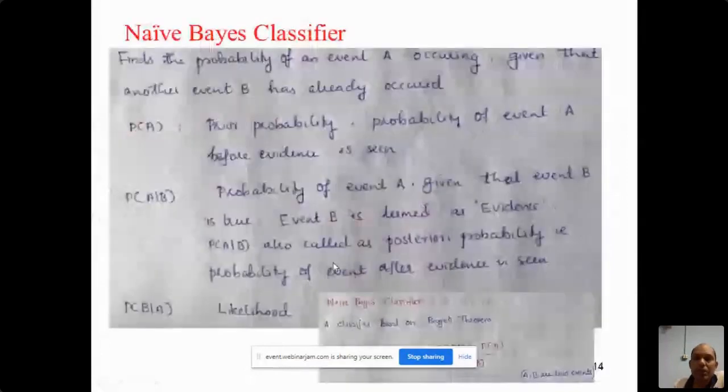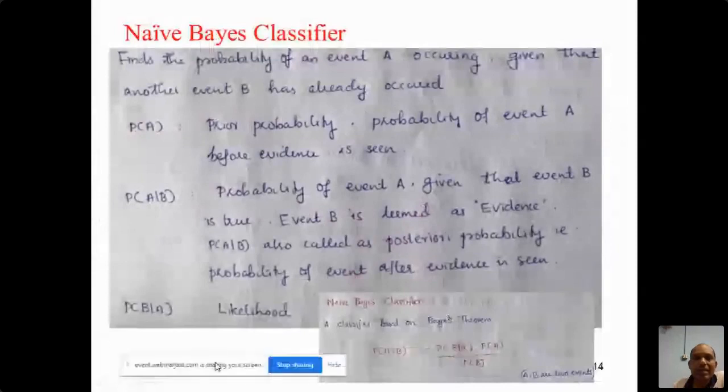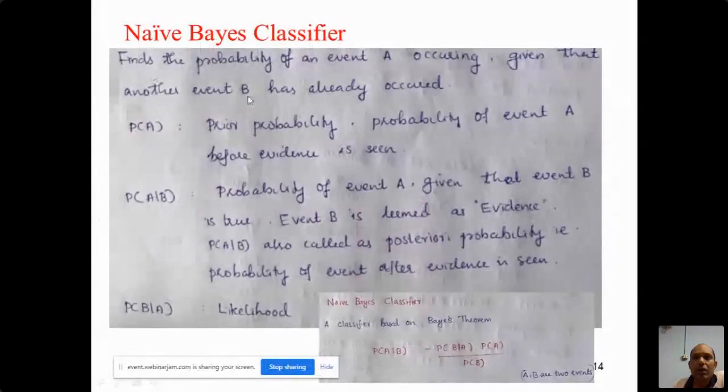So in the formula, you find the probability of the event A occurring given that the other event B has already occurred. The probability of A indicates the prior probability, meaning the probability of the event A before the instance is seen. Now, the probability of A and B.